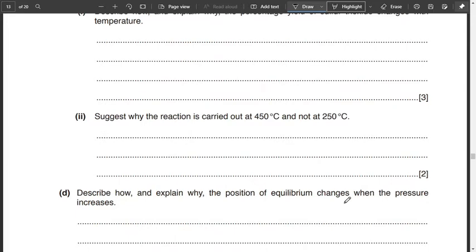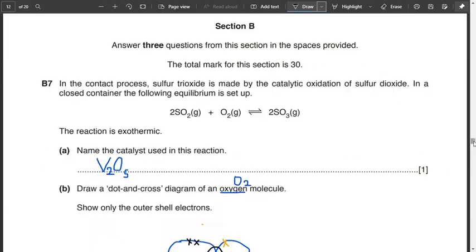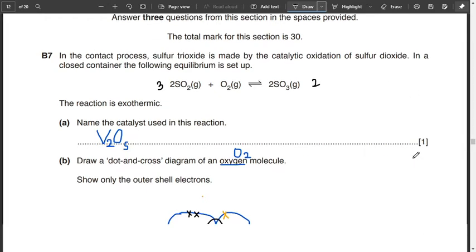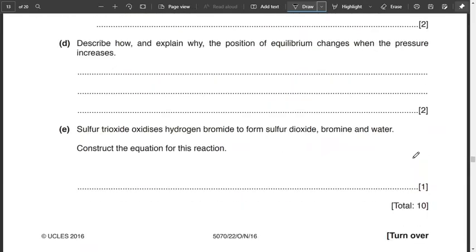Moving on to part D, describe how and explain why the position of equilibrium changes when the pressure increases. When the pressure increases, always remember that the equilibrium will shift towards the side where there are fewer moles. If we look at the equation, we have 3 moles on one side and only 2 moles on the other. Hence it will move towards the right hand side, the product side, because it has fewer moles there.